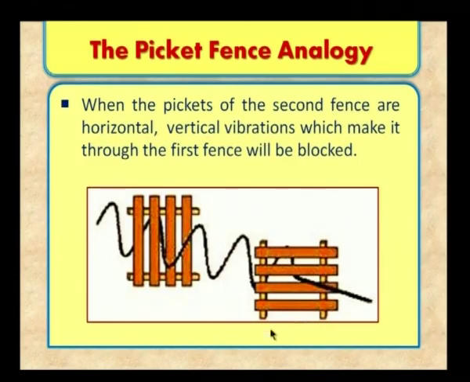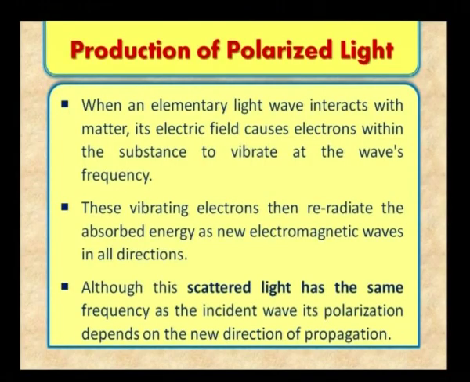That also can be removed by what is called a second analyzer, that is what I showed earlier, and no light will be coming. And similarly here the light can be completely cut off if the fence is made perpendicular to this opening, right. Polarization can be effected by reflection, refraction or double refraction. When an elementary light wave interacts with matter, its electric field causes electrons within the substance to vibrate at the wave's frequency. These vibrating electrons then re-radiate the absorbed energy as new electromagnetic waves in all directions.